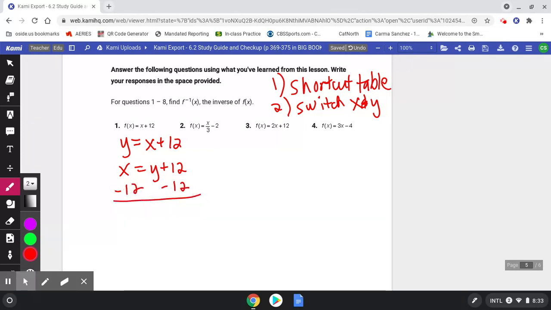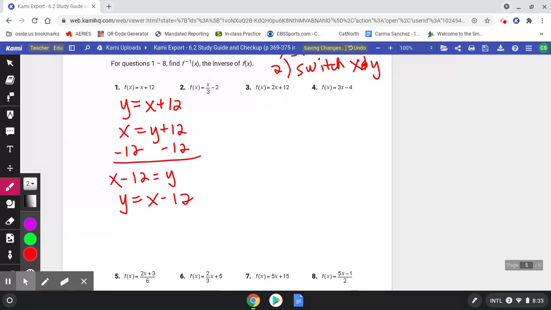by undoing that positive 12. So we're going to subtract 12. And I'm going to move it to the other side so you can see it as a y equals. I hope you're okay with that switch there. And then we just put it with its function name. My inverse, f of negative 1 of x, is equal to x minus 12.